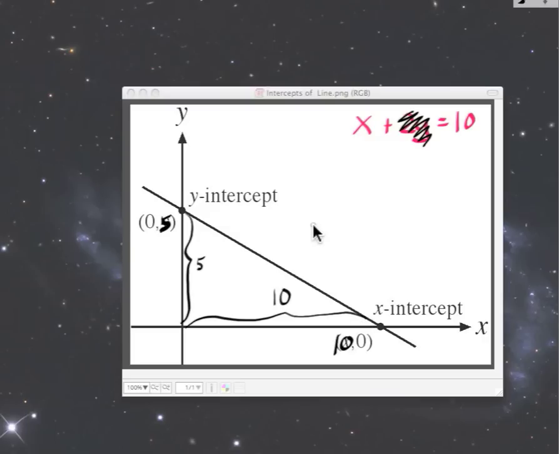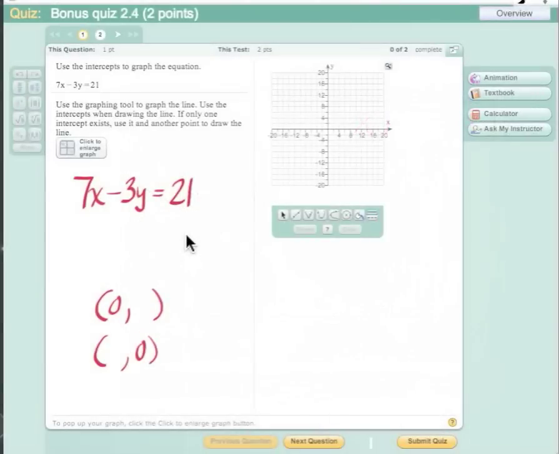Now let's go back to the quiz, and I'm going to use this exact same technique. So here's the bonus quiz, and we're really ready to make hay with these because of what we just learned. Here is the problem they gave us. It's in standard form, and they give us the instructions. They say to use the intercepts. Well, I really don't need those instructions, because as soon as I see standard form, alphabetical order over here, and a constant over here, I immediately know the best way to find 2 points is to find the intercepts.